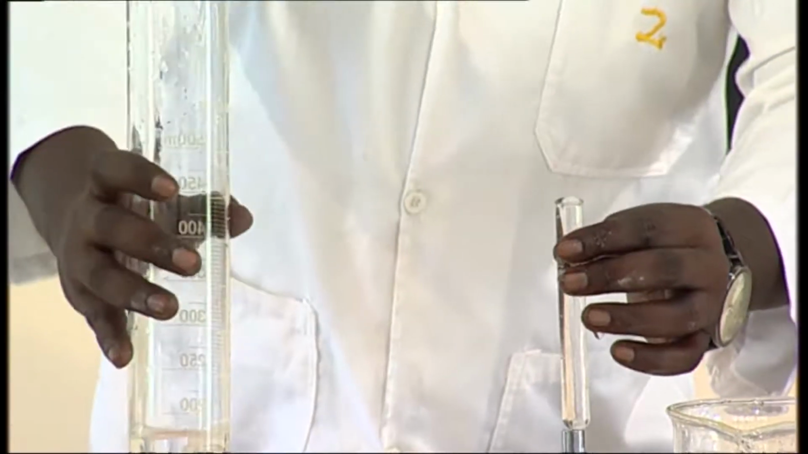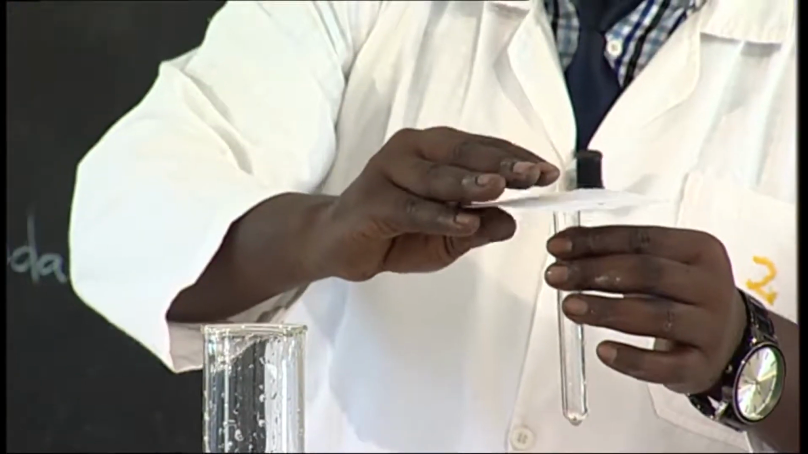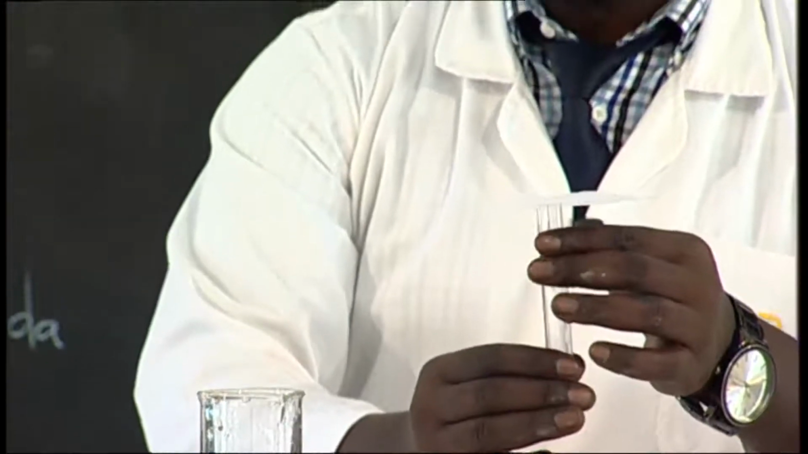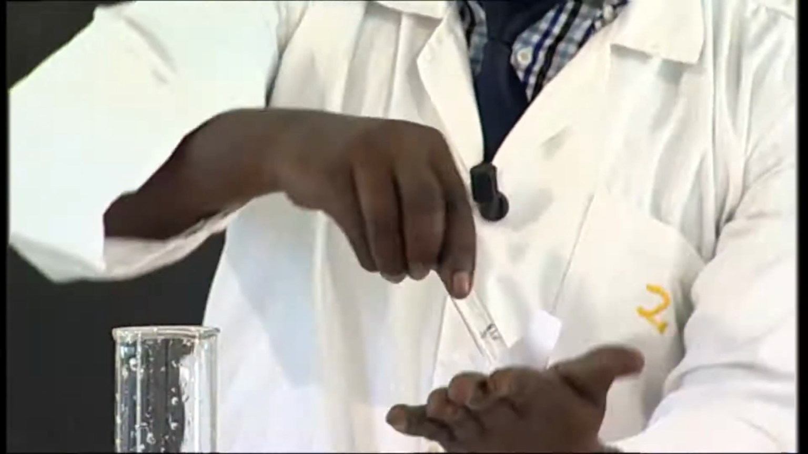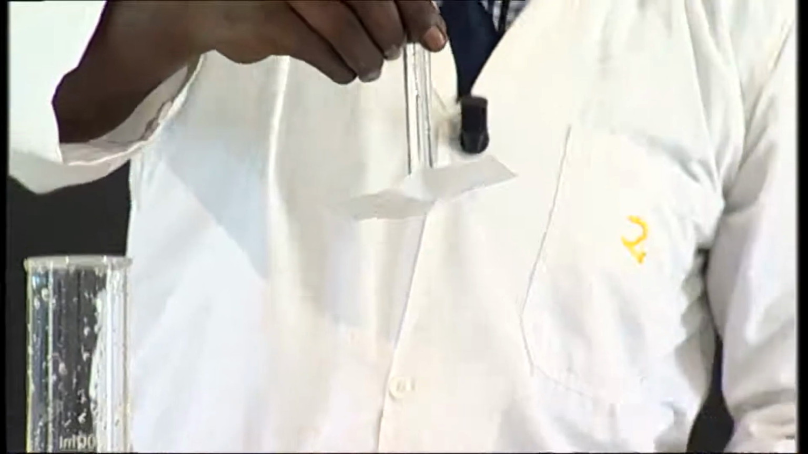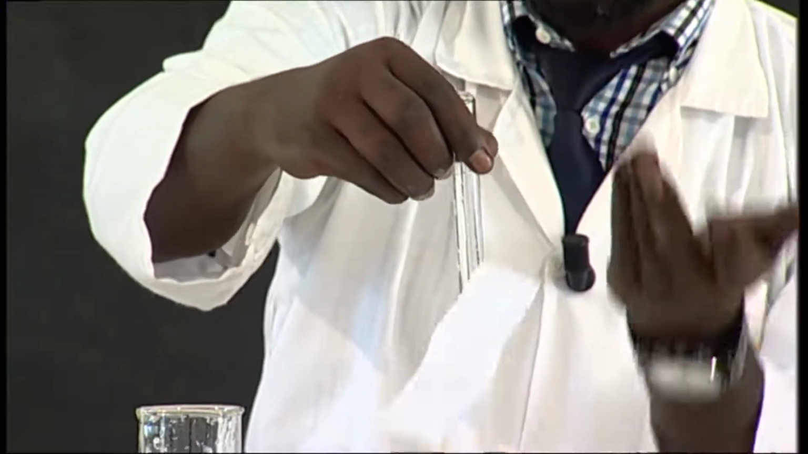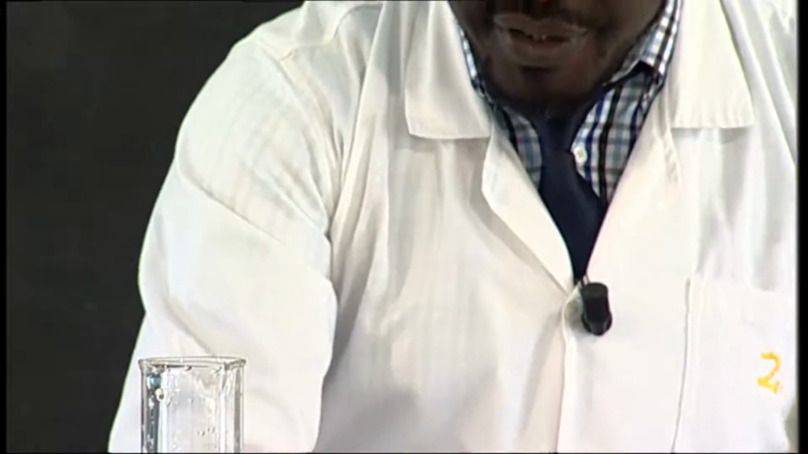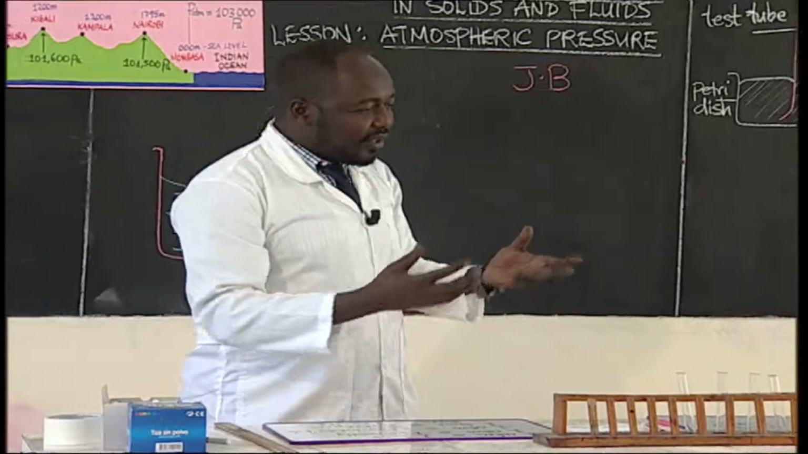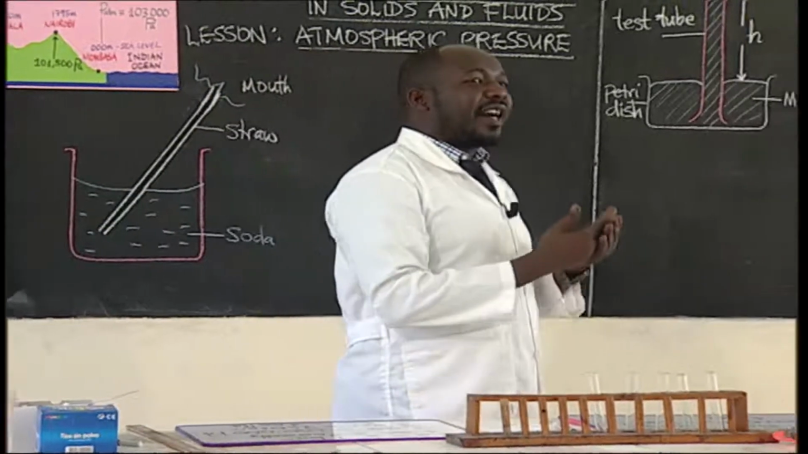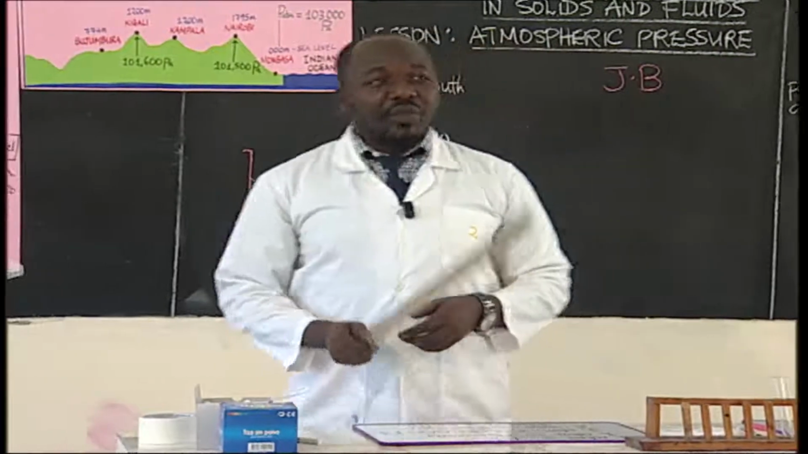You just fill it up with water and then get a paper, put the paper on the test tube, and using one hand, you put your hand on top of the test tube and turn it upside down. You can see that the paper holds the weight of the water inside. It's kind of magical. You know, why does the paper hold the weight of the water? It is because of atmospheric pressure.